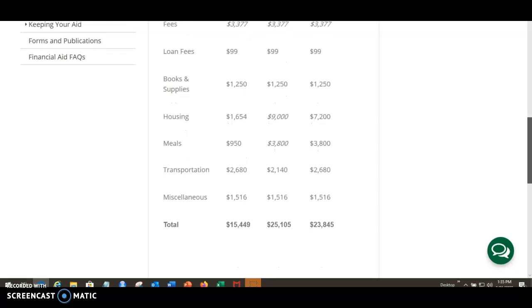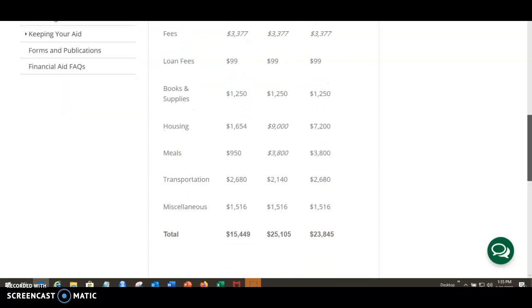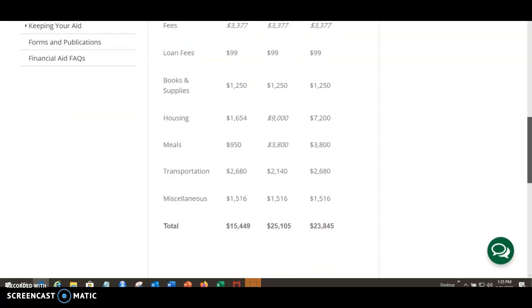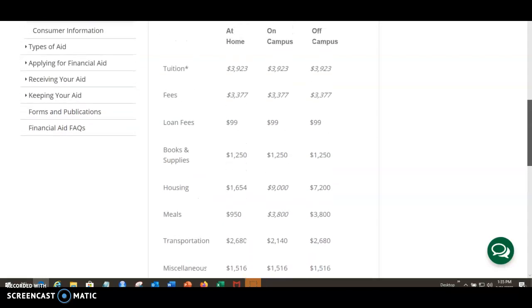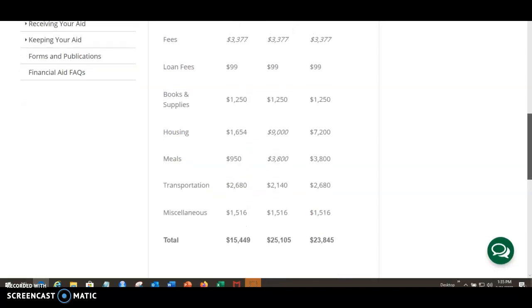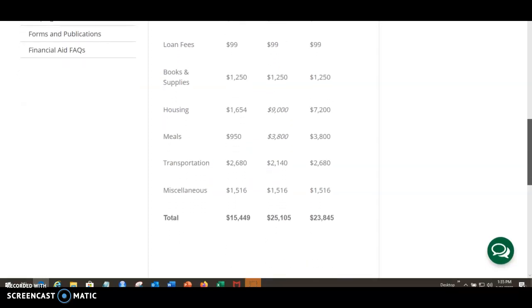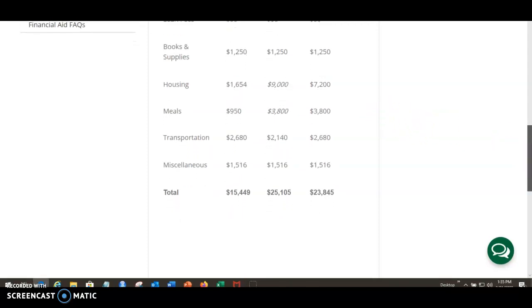Now we're going to come down to meals and housing. Well, take a look. If you're living at home, you're just getting a small amount, whereas if you were to live in an apartment, I'm going to scroll back up, off campus you get some, and on campus, dorms are fairly expensive. Meals obviously are going to be more if you are not living with a family member.